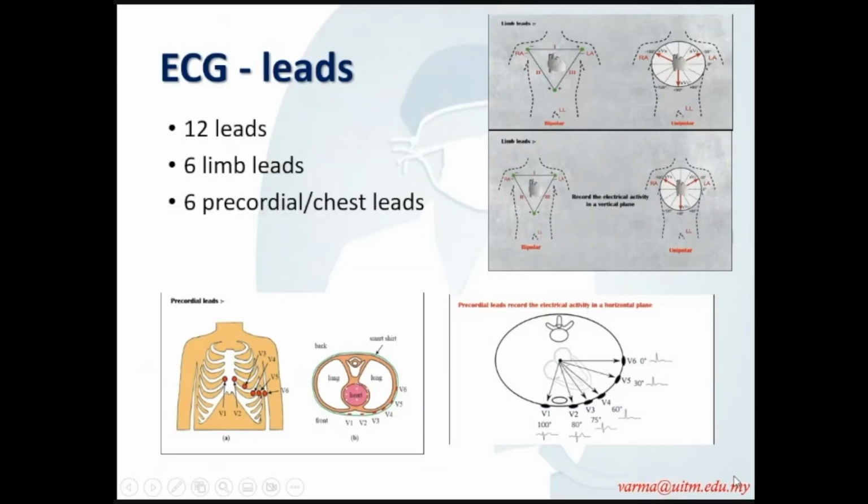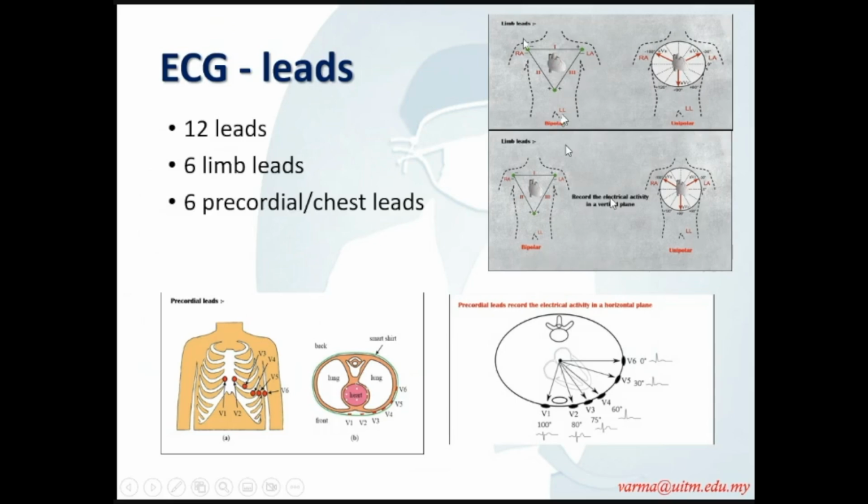Okay, next we come to leads. We have a 12 lead ECG, where we have 6 limb leads. We have RA, LA, and LL, meaning right arm, left arm, and left lower limb. And then we have 1, 2, 3. These are the 6 limb leads: RA, LA, LL, 1, 2, 3.